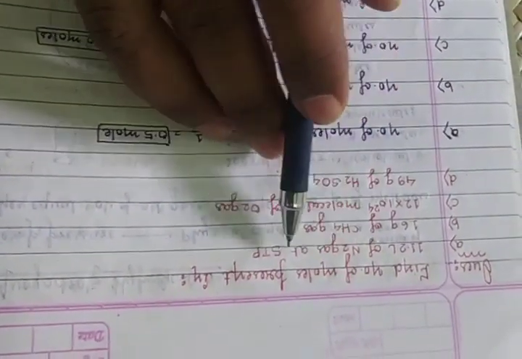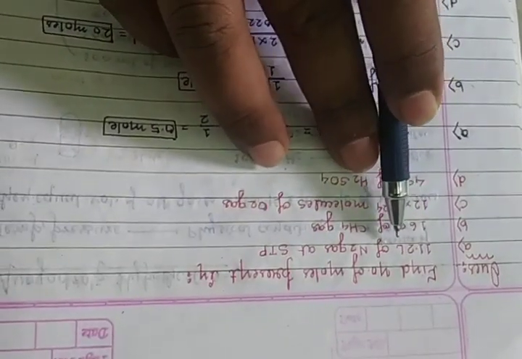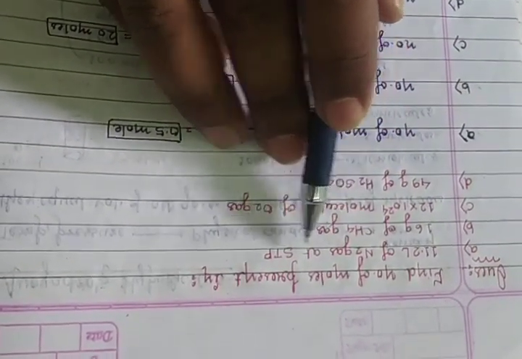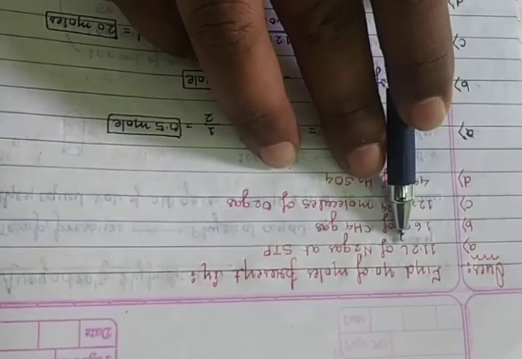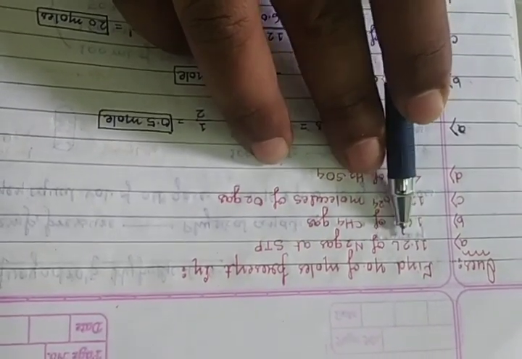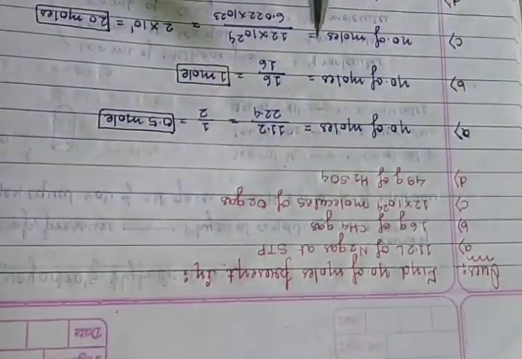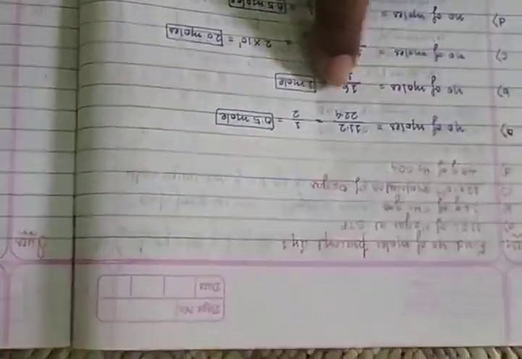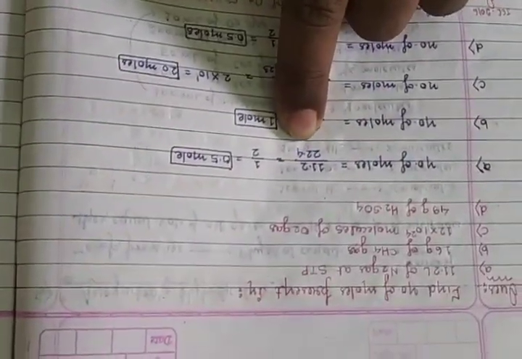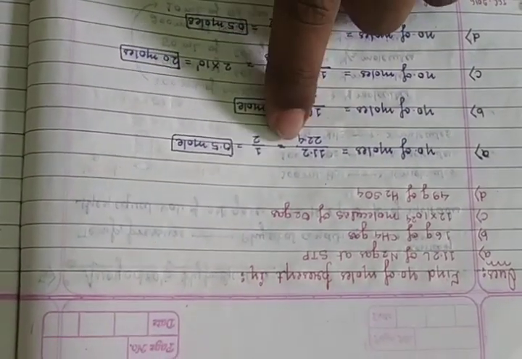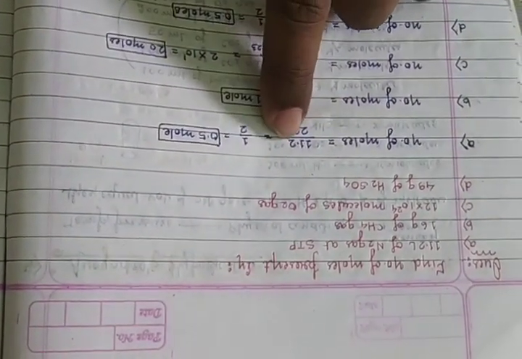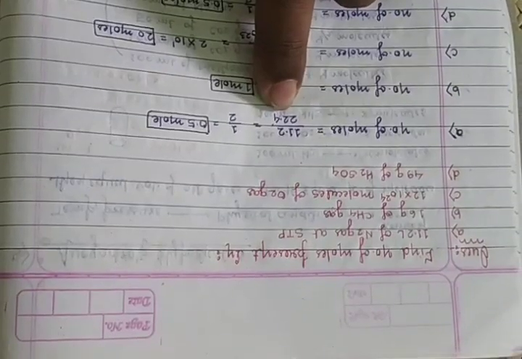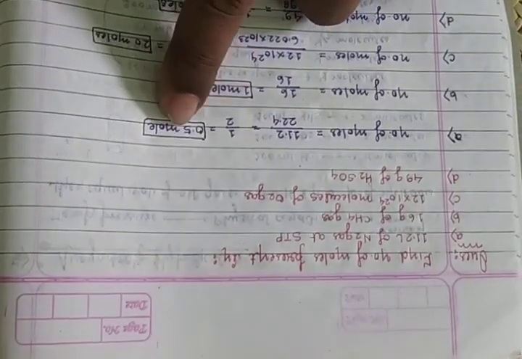Find the number of moles present in 11.2 liter of N2 gas at STP. Liter is given, so which formula applies? The second formula. Check the second formula again: volume at STP divided by 22.4. The volume is 11.2, so 11.2 divided by 22.4 is 1 by 2. 1 by 2 means 0.5 mole.